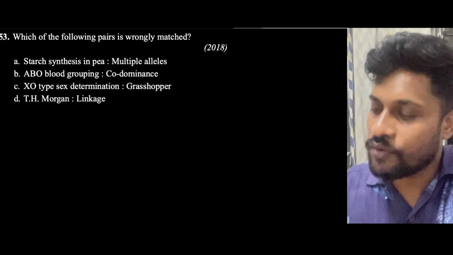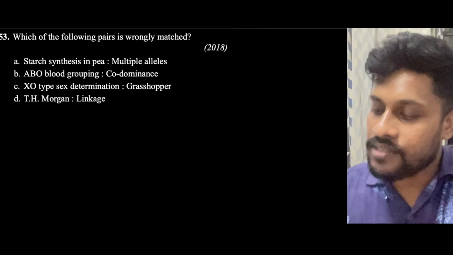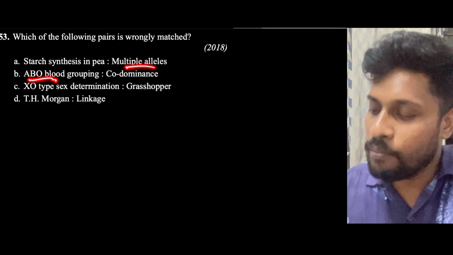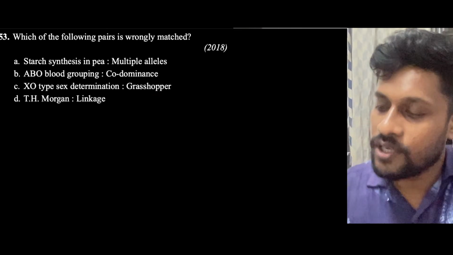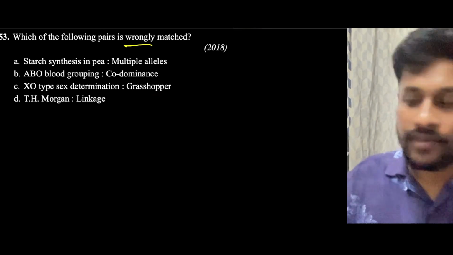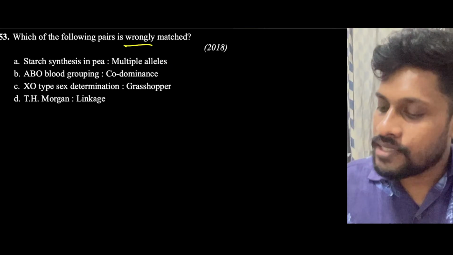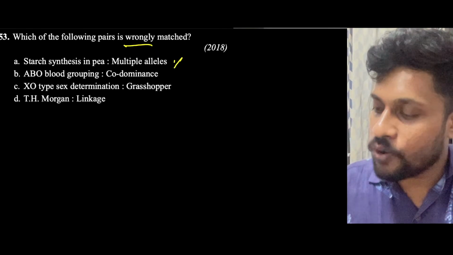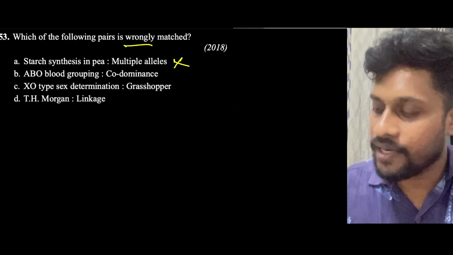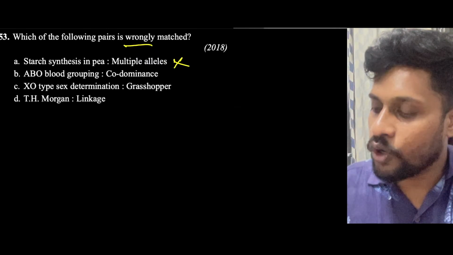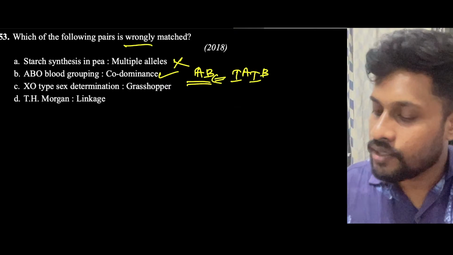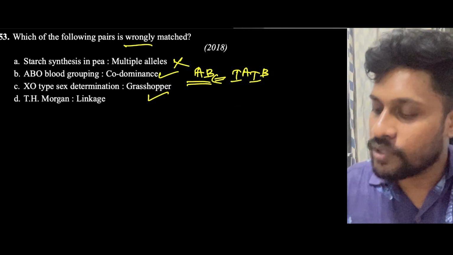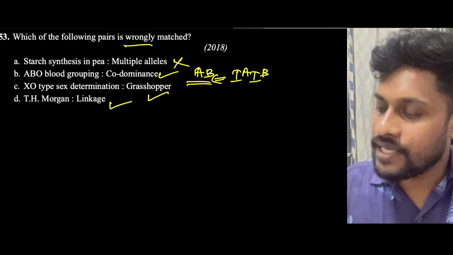Here you can see, which of the following pairs is wrongly matched? Starch synthesis in P, multiple alleles; ABO blood grouping, codominance; XO type of sex determination, grasshopper; T.H. Morgan, linkage. What will be the answer, guys? Wrongly matched. Here, starch synthesis in P, multiple alleles, this is wrong because it has nothing to do with multiple alleles. ABO blood grouping, codominance, true, because AB blood group, IA and IB, shows codominance, true. XO type of sex determination, grasshopper, true. Morgan, linkage, true. So what is the wrong one? Option A.